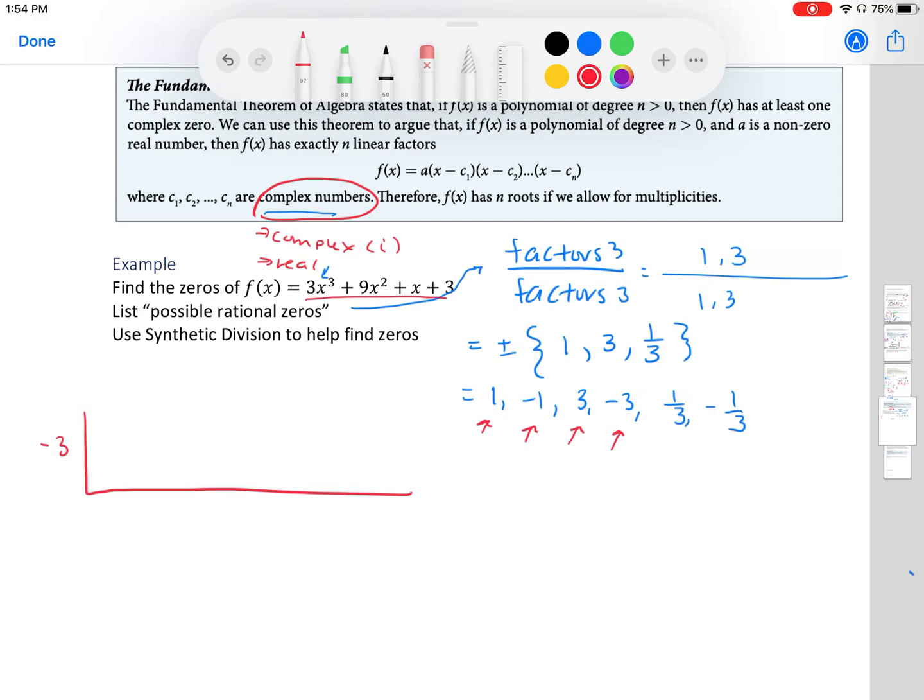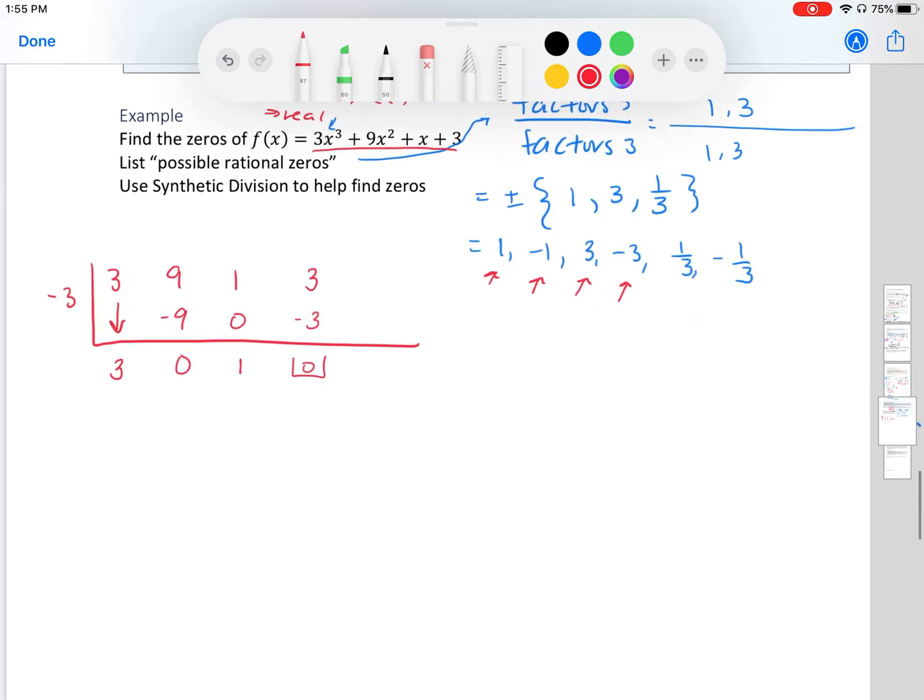This performs synthetic division with -3. The coefficients of our polynomial are 3, 9, 1, and 3. I bring down the 3, so -3 times 3 gives me -9. 9 minus 9 is 0. -3 times 0 is 0. 1 plus 0 is 1. -3 times 1 is -3. I get a remainder of 0.